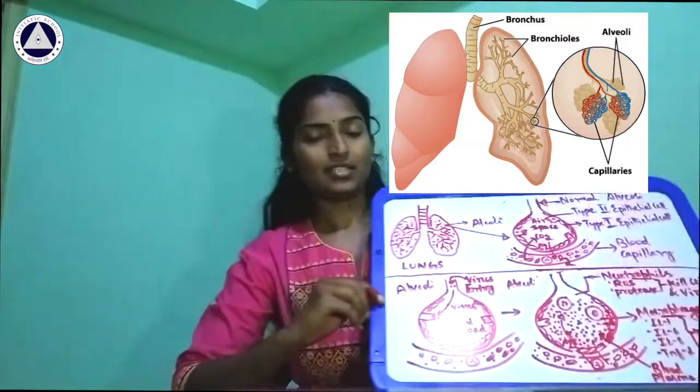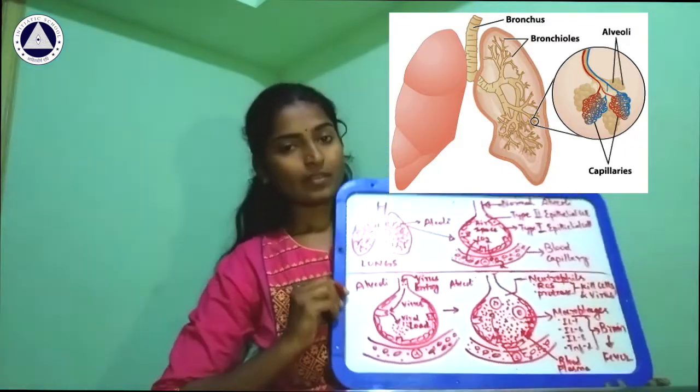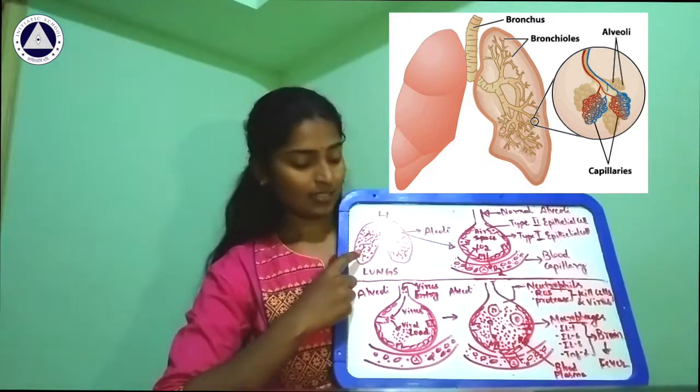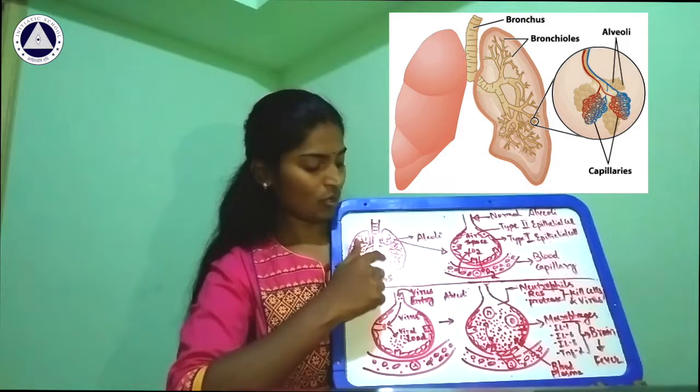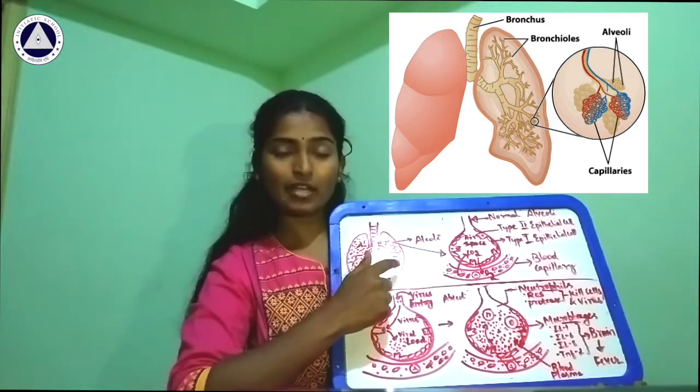So now let's continue to understand what happens when this virus enters our body. This virus which has entered the body will now go and attack our respiratory system. They enter the respiratory system and they enter the lungs. Once they enter the lungs, they go and attack the alveoli. The small dots you can see inside these lungs are alveoli.